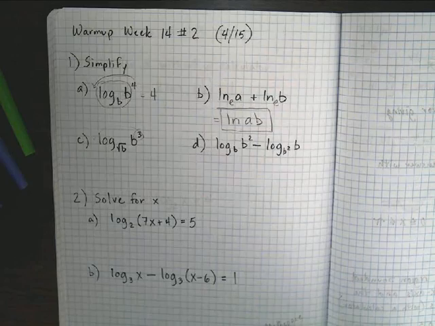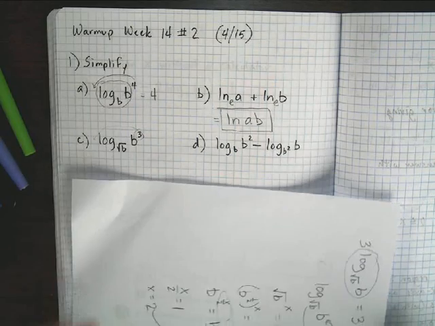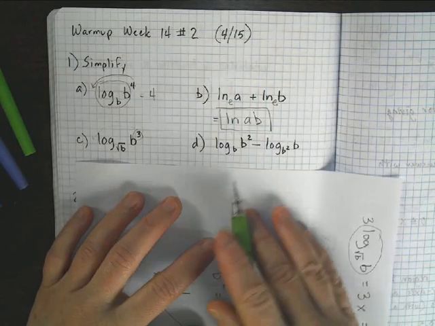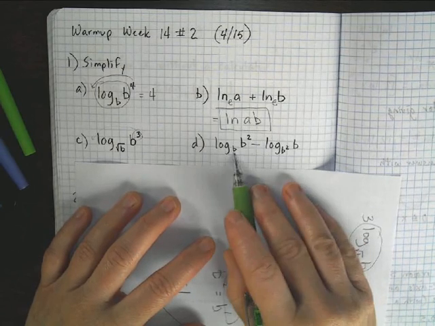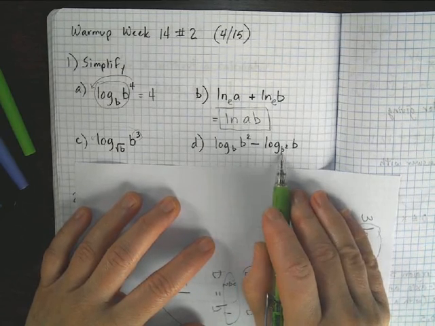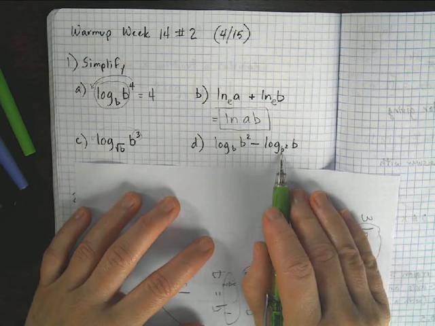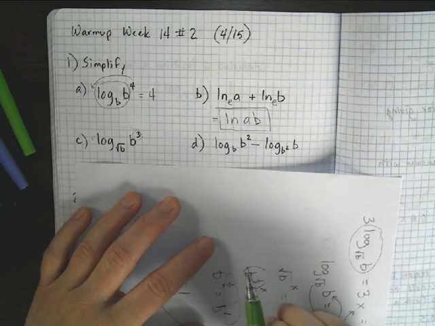Letter D, oh, I'm running out of room. Okay, if I look at this, I notice something really weird going on. I notice that I've got b here and I've got a b squared over here. What the heck? So I want to know, how can I rewrite these?